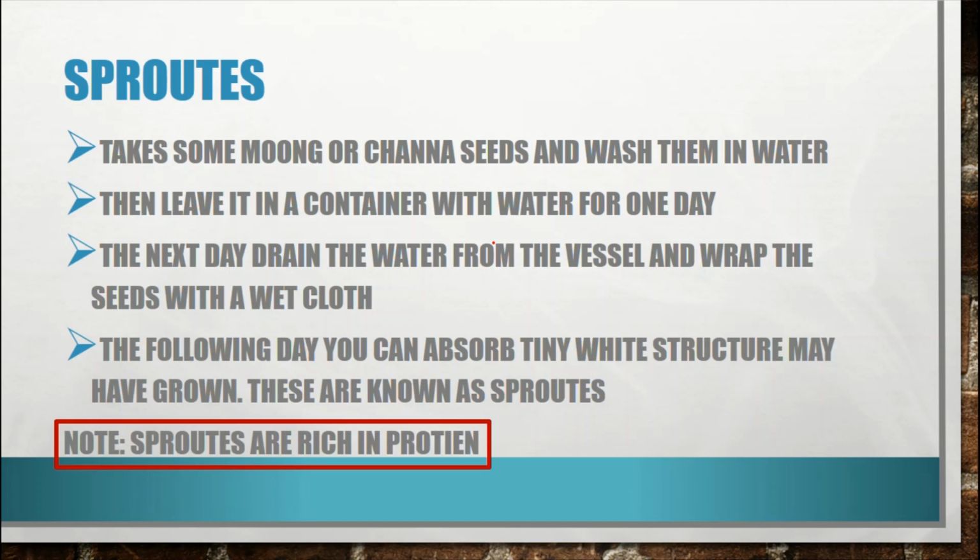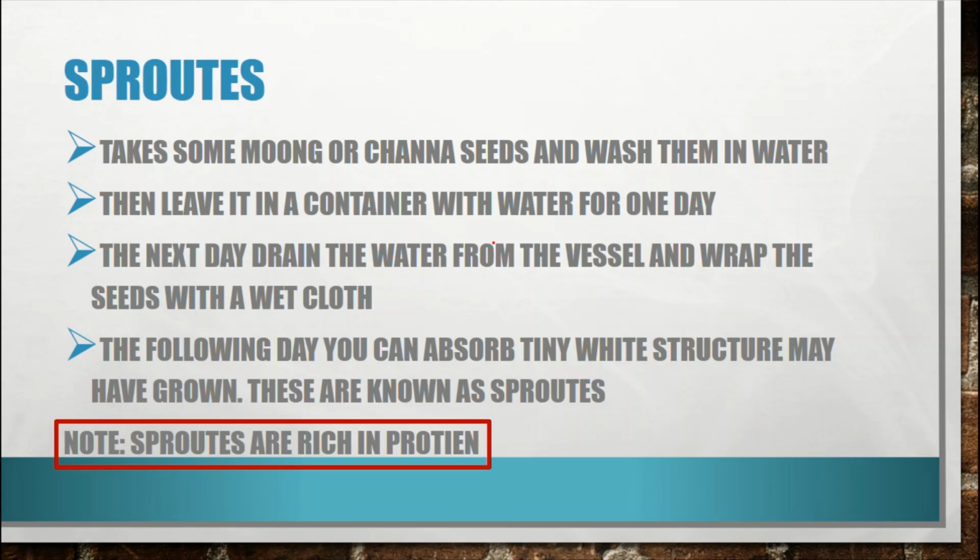Now, sprouts. Have you ever heard this word? Or has your mother ever given you some moong or channa having tiny white things on them? Yes, what are the white tiny things? They are sprouts. Actually, the white tiny things from the seeds give rise to the new plant. It's a radicle. A radicle is a baby root.